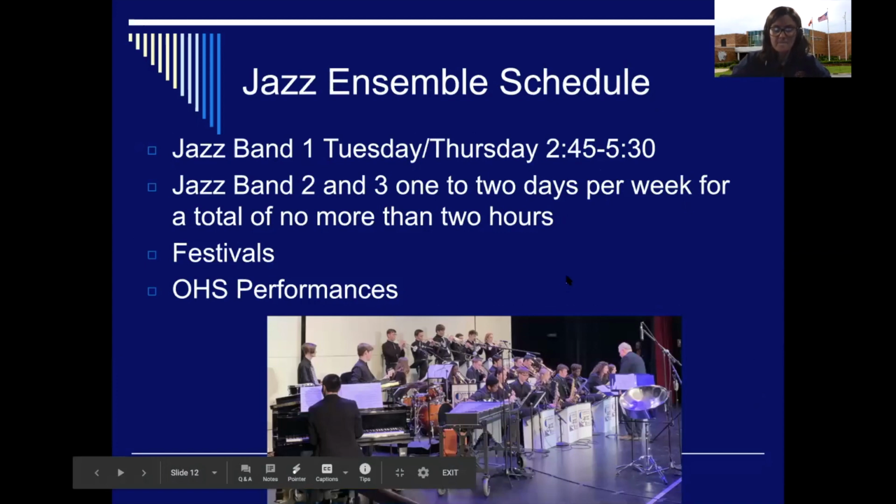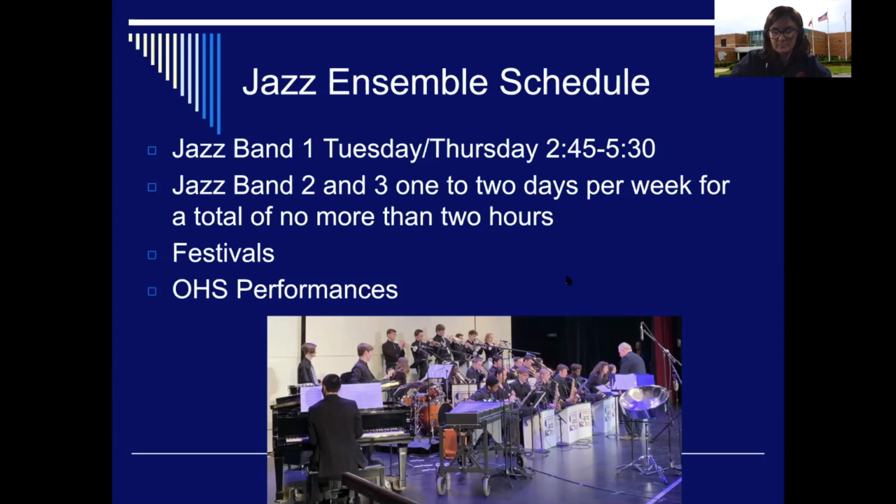Okay, so the jazz band 1, which again, we've had a couple of freshmen there, they do 2 days a week. Last year it was Tuesdays and Thursdays. I don't know what it'll be this year, but that's what it was last year. And they rehearsed for quite a while there. It's about 2 hours and 45 minutes.